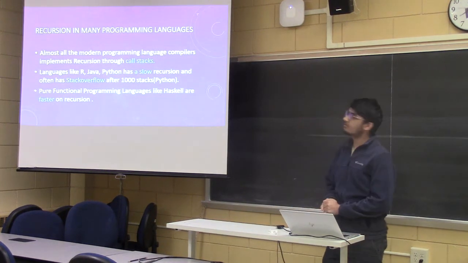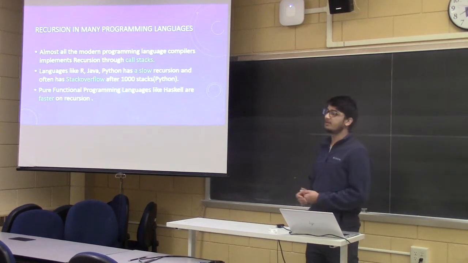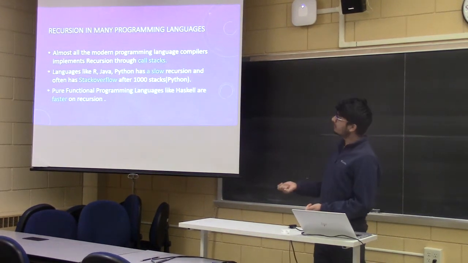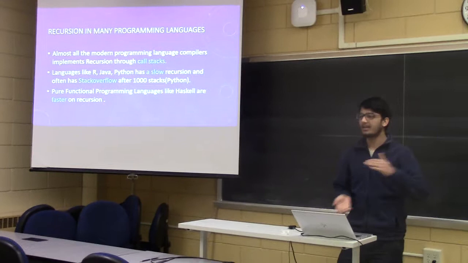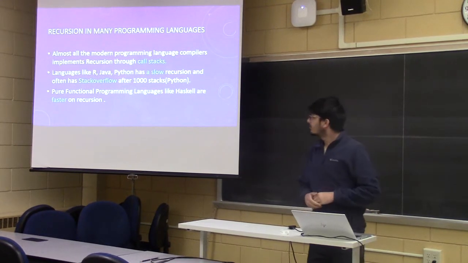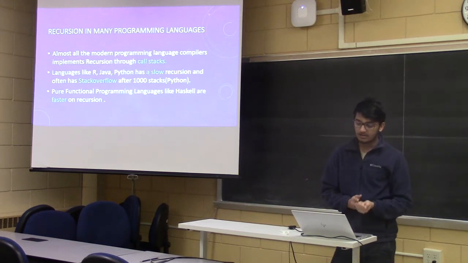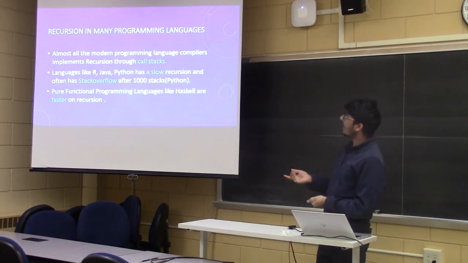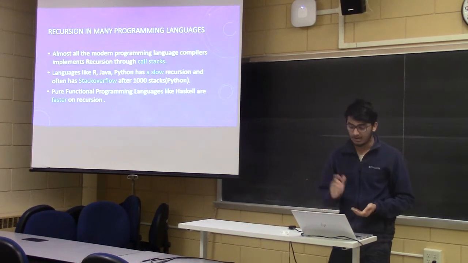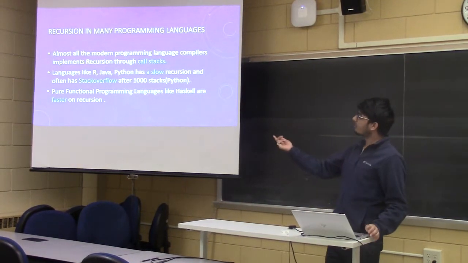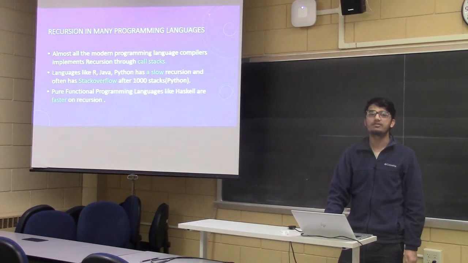So how is recursion implemented in many programming languages? Almost all the modern programming languages' compilers implement recursion through call stacks, like a list of calls. It builds on top of each call. So languages like R, Java, Python have a slow recursion and often have stack overflow after 1,000 stacks. It's in Python. And pure functional programming languages like Haskell are faster in recursion.